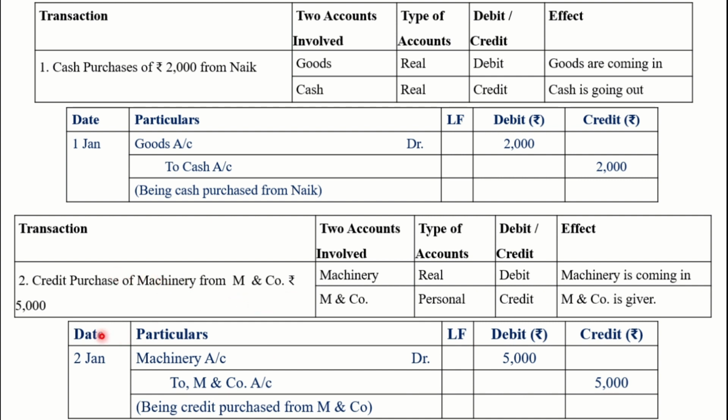First of all, we have to write down the date, 2nd January. Particulars: machinery account Dr, ledger folio, debit 5000, to MN Cooperative account, credit rupees 5000, and narration being credit purchase from MN Cooperative.